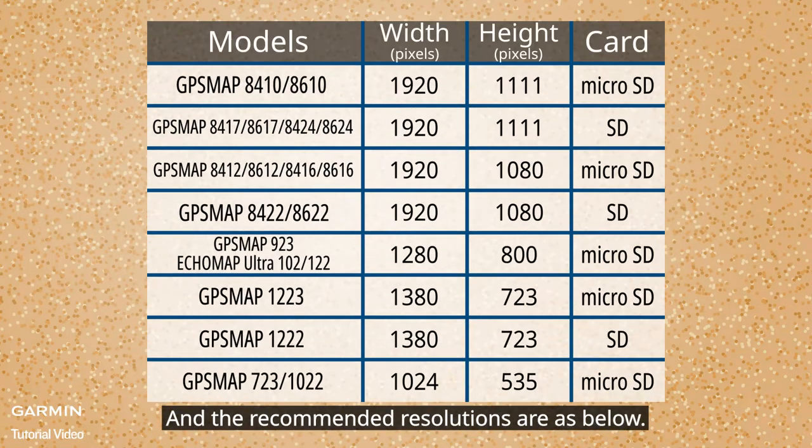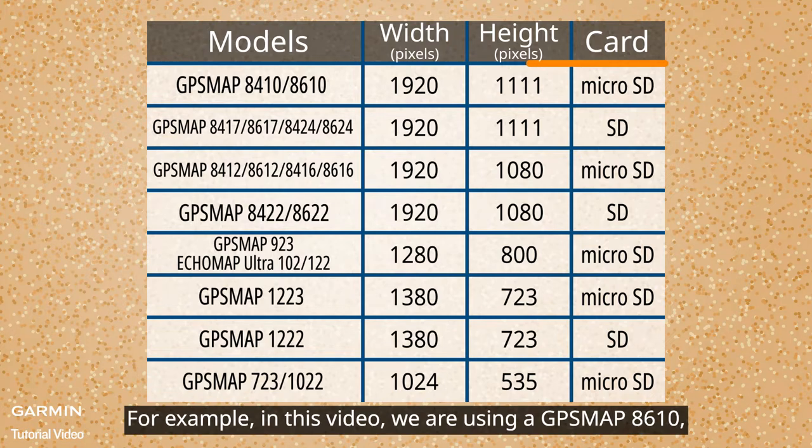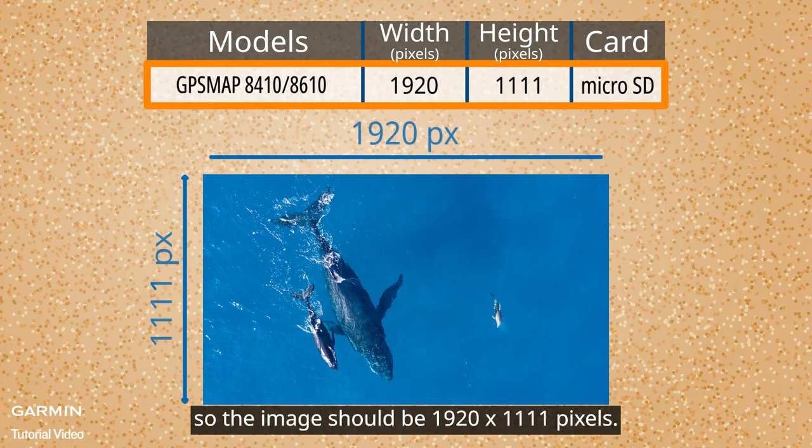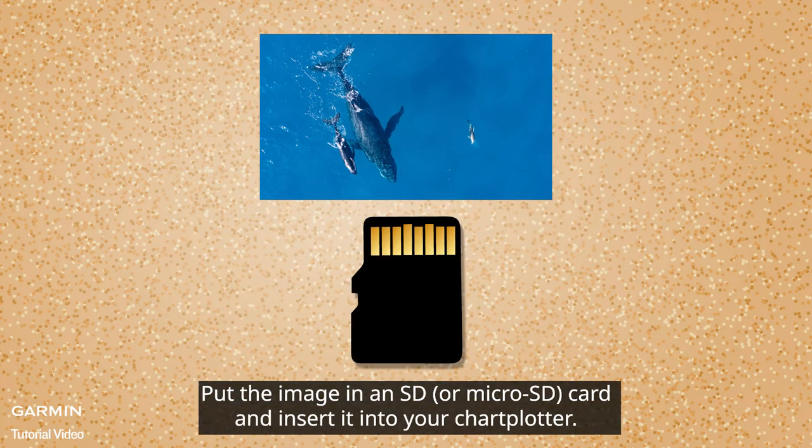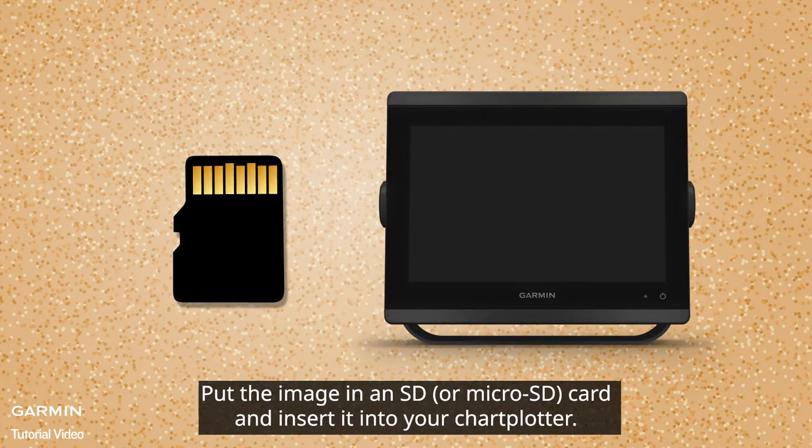And the recommended resolutions are as below. For example, in this video, we are using a GPS map 8610, so the image should be 1920 by 1111 pixels. Put the image in an SD card and insert it into your chartplotter.